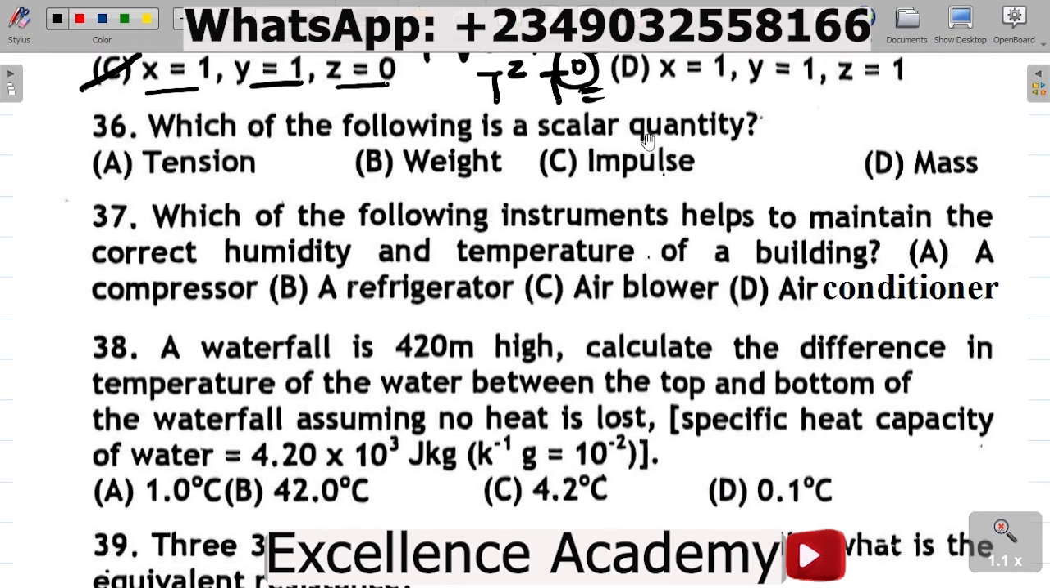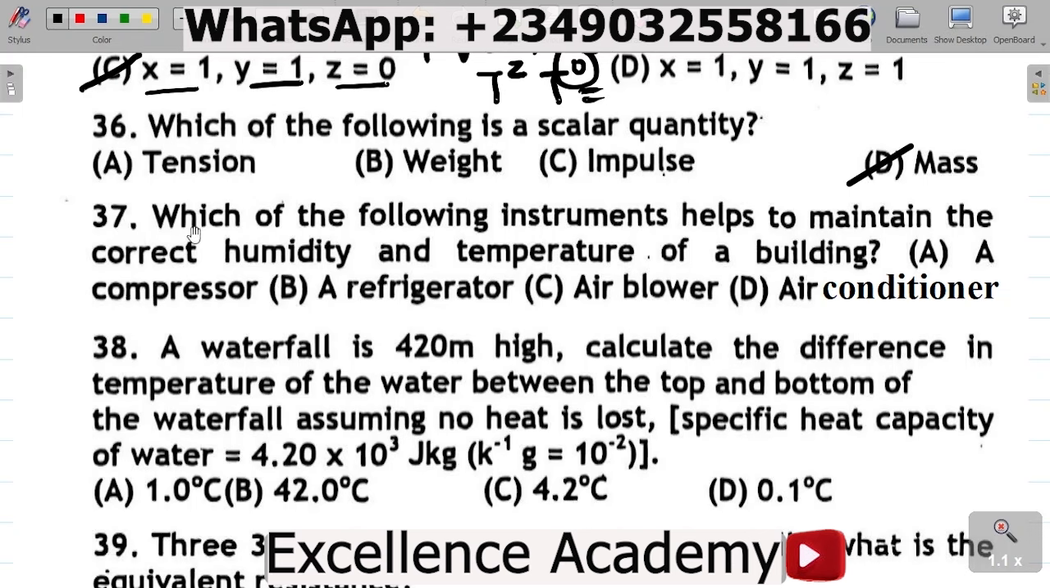Moving on, 36. Which of the following is a scalar quantity? A. Tension. B. Weight. C. Impulse. D. Mass. For this, the correct answer, simple enough, is mass. Mass is a scalar quantity, all right? Tension is a vector quantity. It acts usually upwards, all right? B. Weight. Weight acts downward. Then you have impulse. So the answer there should be mass. Mass is a scalar quantity.